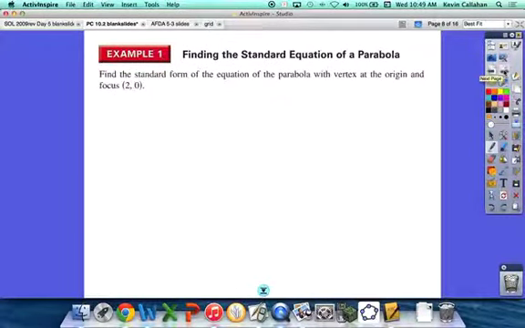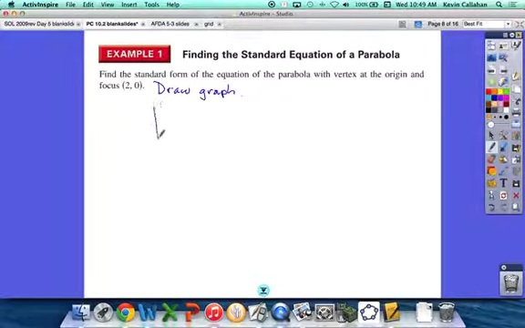So find the standard equation of a parabola. For this one, find the standard equation. The vertex is at the origin, and the focus is at the point 2, 0. Now, I would always say every time, draw a graph, right? Try to make sense out of it once you've looked at the graph. Don't try to just start throwing things into the equation if you haven't looked at it.